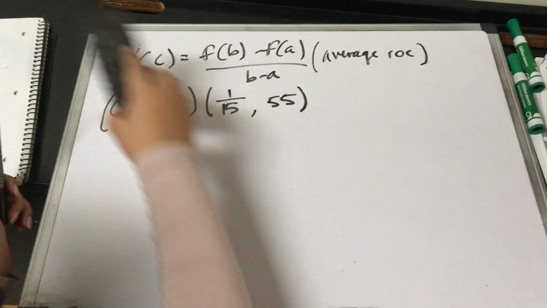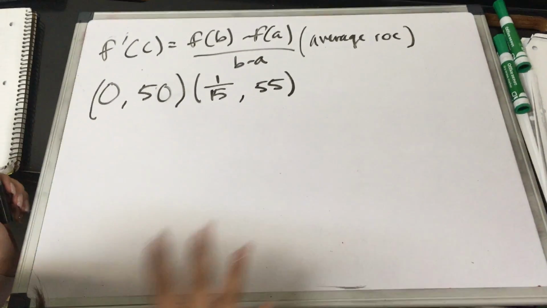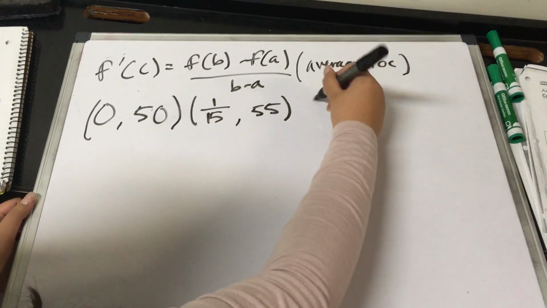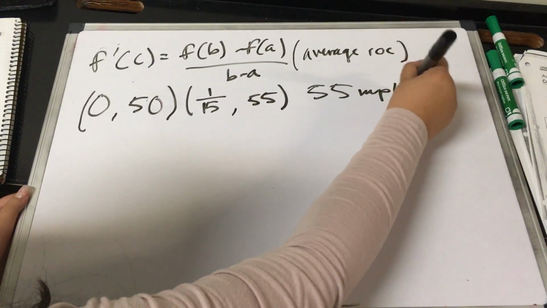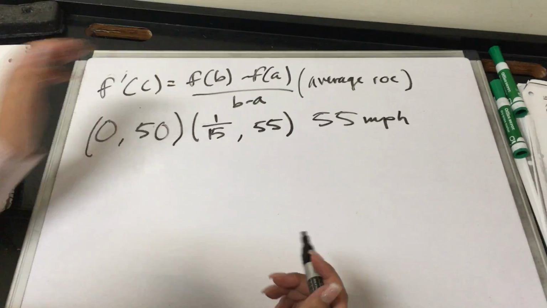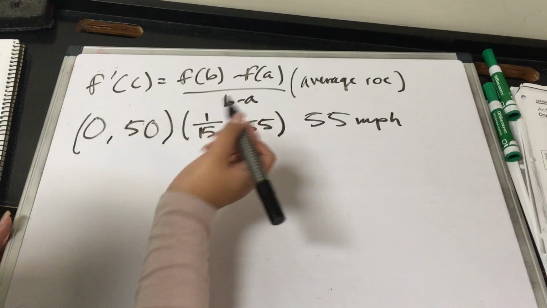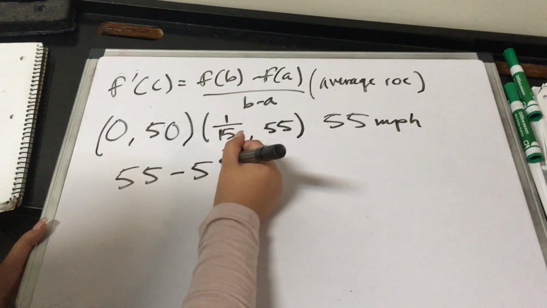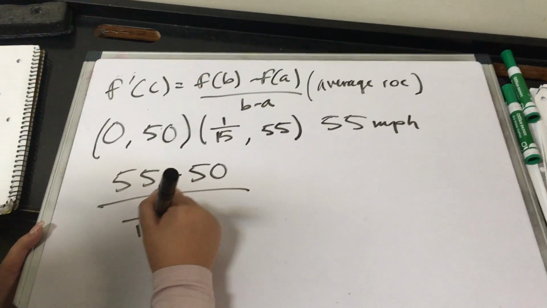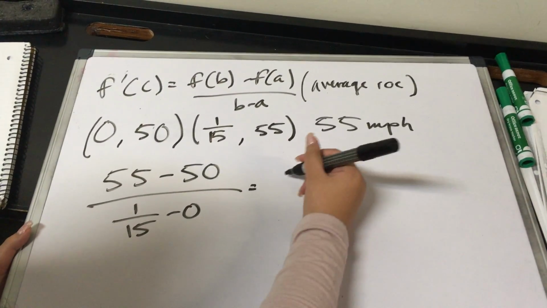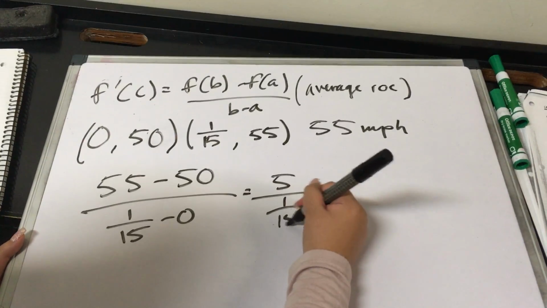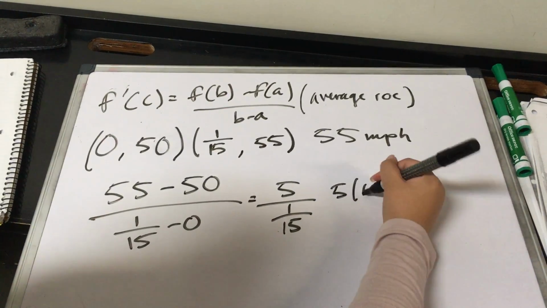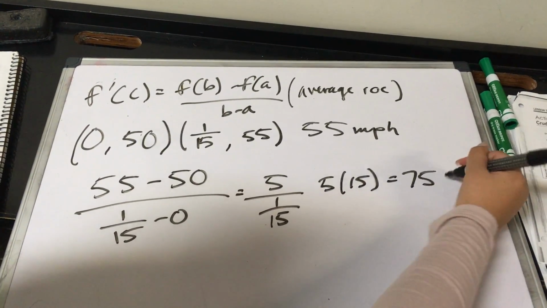So now you get a ticket. Now you can use the mean value theorem to determine whether you went over the speed limit of 55 miles per hour. So we can use this formula. We already have the coordinates, really easy. So we can do 55 minus 50 over 1/15 minus 0. So we'll get 5 over 1/15, and dividing by a fraction is the same as multiplying by the reciprocal. So we have 5 times 15, which equals 75 miles per hour.